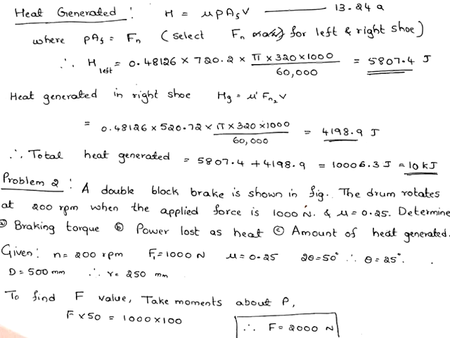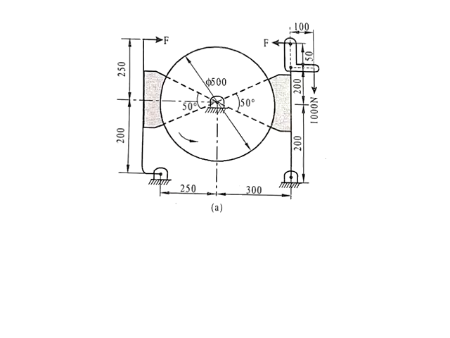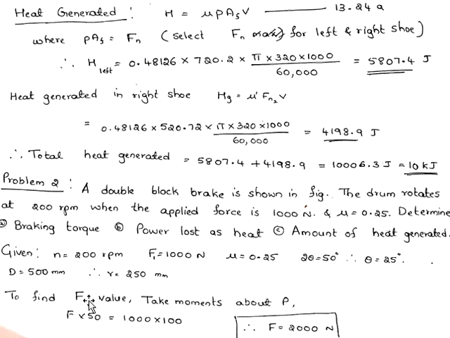So here diagram is given. This is the given diagram. So first refer page number 267. Identify this given diagram matches with whether diagram A, B or C. After that, note down different given values. Here n value is given 200 rpm. Applied force or spring force or actuating force, these are similar, capital letter F. F is 1000 Newton. Mu value 0.25.